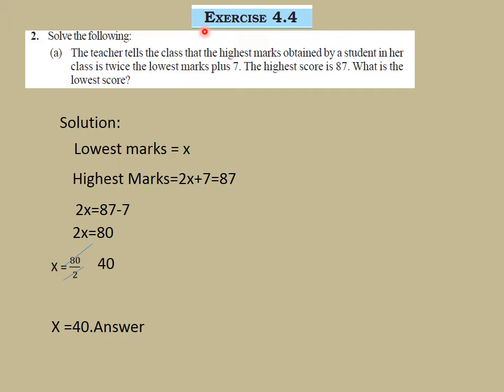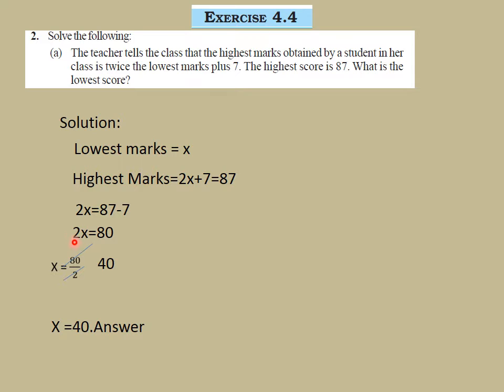Let us read the statement once again. The highest marks obtained by a student in her class is twice the lowest marks plus 7. Twice the lowest marks means 2 times x, plus 7. And the highest score is given as 87. So 87 minus 7, since plus 7 becomes minus 7 when it goes to the right hand side. 87 minus 7 is 80. 2x is equal to 80.